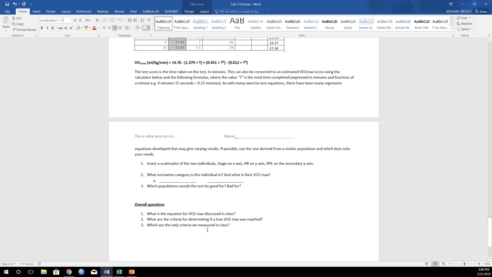So that is it. There's some questions here. I'm going to talk about that equation in class. It's called the thick equation. So you can look that up before, but I'll show you what it is and we'll talk about it. That one, hopefully you remember from me talking. And then which criteria are we actually measuring in class out of all of those?